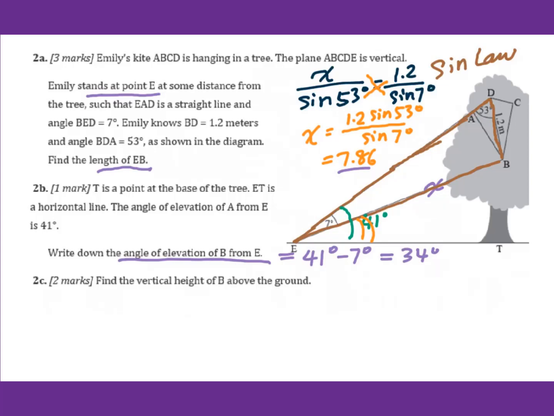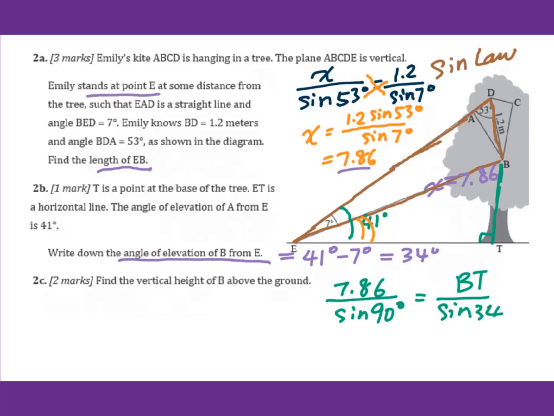Let's go to 2C. Find the vertical height of B above the ground. So basically I'm looking for this, BT. This is a right triangle. If looking for the side of a right triangle, sine law is much easier than SOHCAHTOA. So this x, we already figured out is 7.86. So we do 7.86 over sine 90 degrees equals BT over sine 34 degrees.